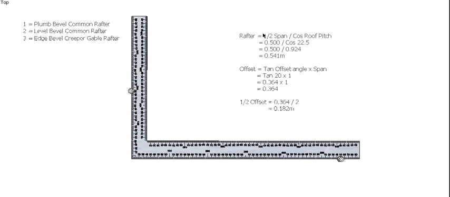So we need those dimensions. To work out our rafter, half span divided by cos of the roof pitch. And to work out our offset, tan the offset angle, times that by the span, and make sure you divide it by 2 to get half. So that gives us our edge bevel, creeper to the gable rafter. It was next to the rafter, so this one's a little bit different. Most of our bevels have been up there, but this one actually goes down there.